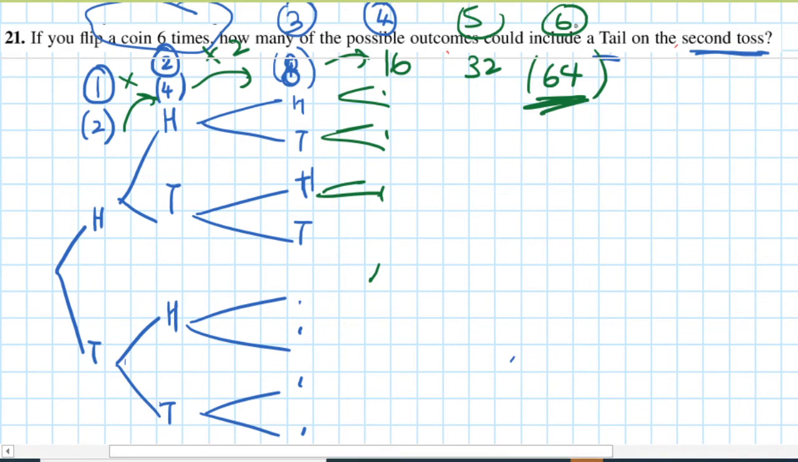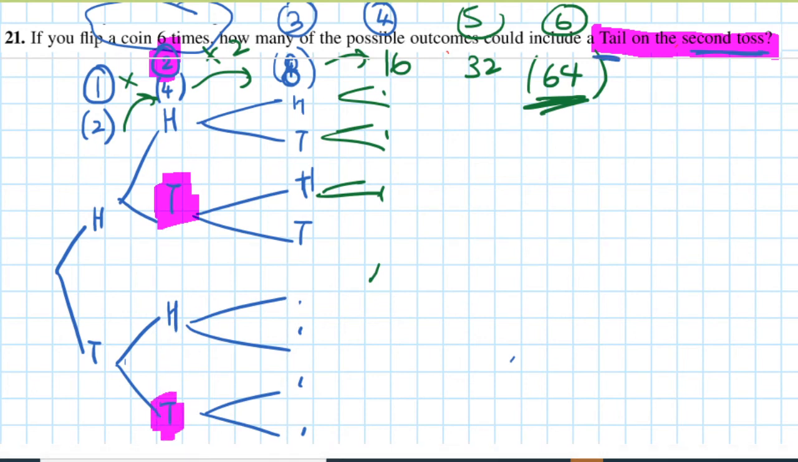So the question's asking for a tail. I'm going to pick pink this time. Let's do this. A tail in the second toss. What does that mean? This is the second toss and we want tail. So that and that.